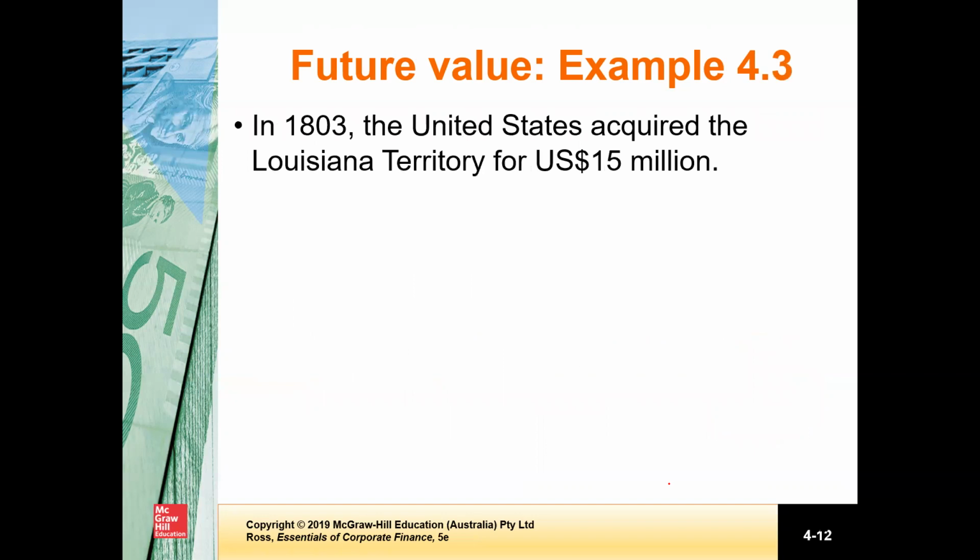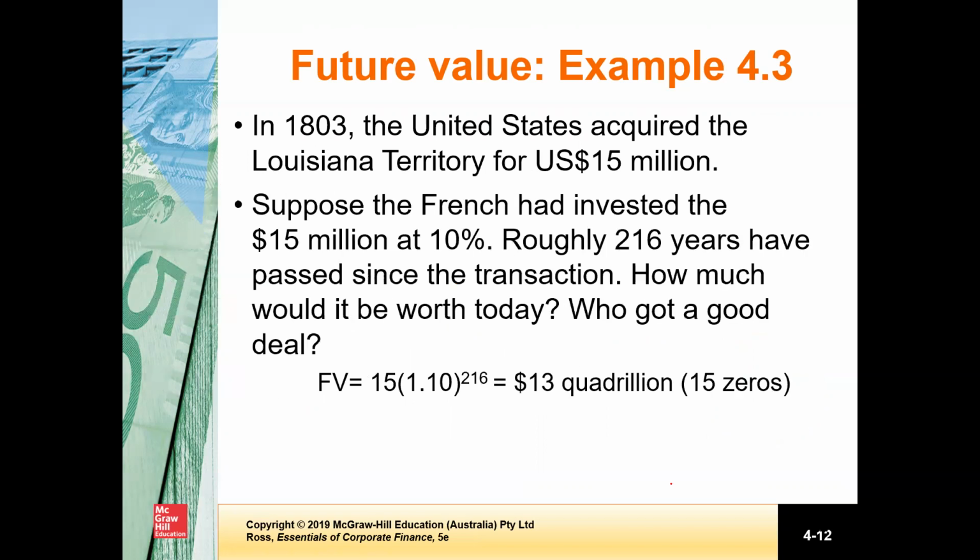Just another example: in 1803, the United States acquired the Louisiana Territory for US$15 million. Suppose the French had invested the 15 million at 10%, and roughly 216 years have passed since the transaction. How much would it be worth today? Was it a good thing? So once again, a straightforward example: 15 million, 10% is the interest rate, and 216 years. So the value should be 13 quadrillion, 15 zeros. So that would be the value or the worth today.